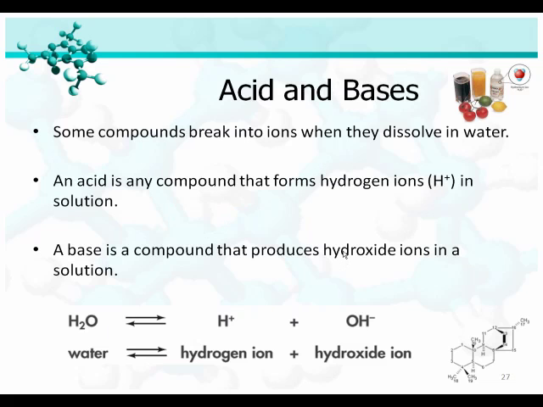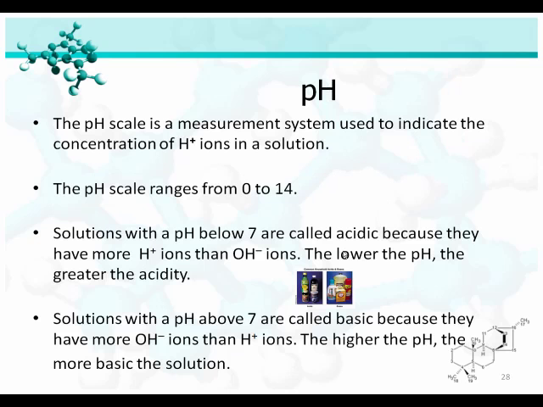Acids and bases. Some compounds break into ions when they dissolve in water. An acid is any compound that forms hydrogen ions in solution. A base is a compound that produces hydroxide ions in a solution. The pH scale is a measurement system used to indicate the concentration of hydrogen ions in a solution. The pH scale ranges from 0 to 14.